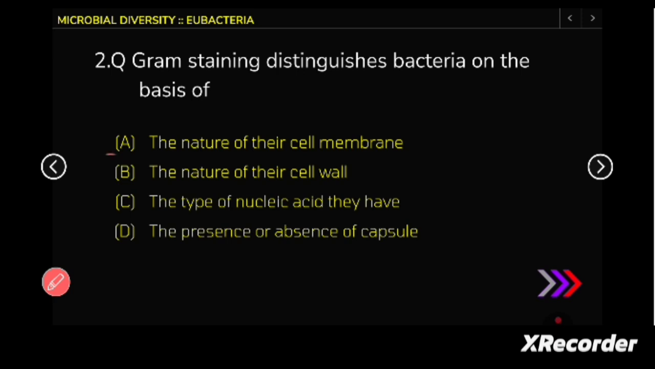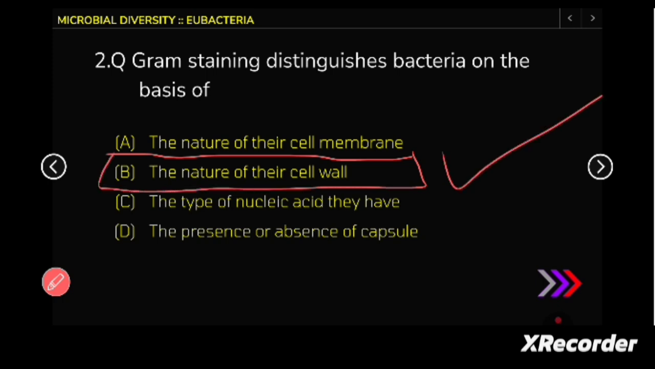The answer is B. The nature of their cell wall. Gram staining distinguishes bacteria on the basis of nature of their cell wall. Based on cell wall composition and cell wall structure, gram staining distinguishes bacteria into gram positive and gram negative bacteria.